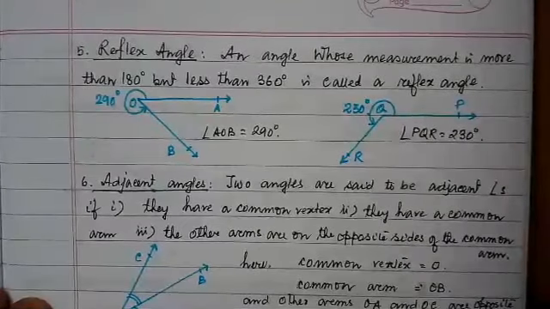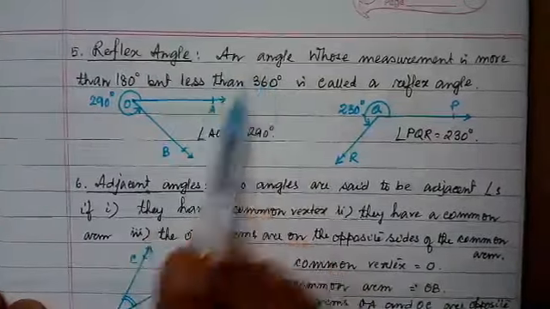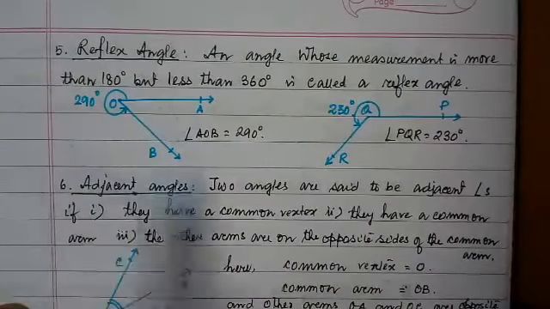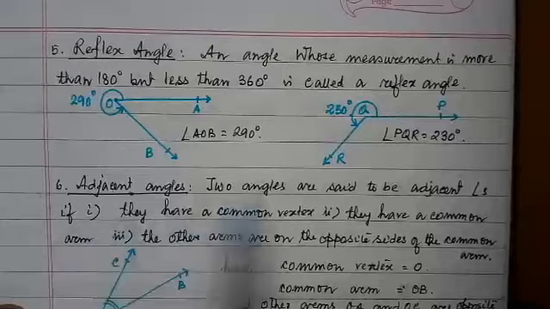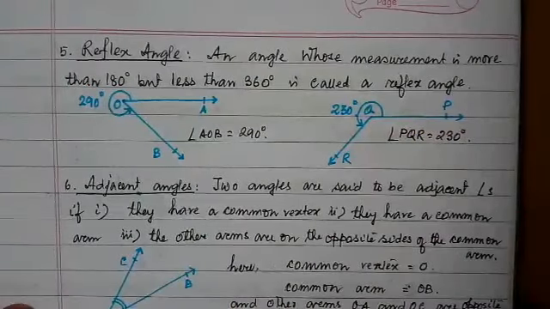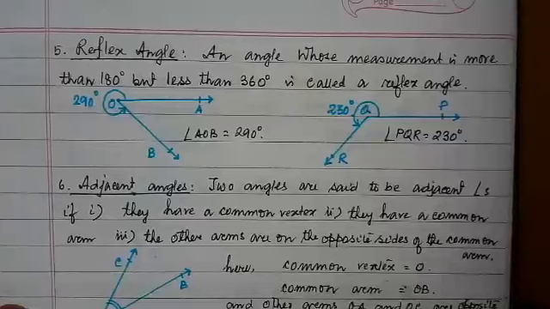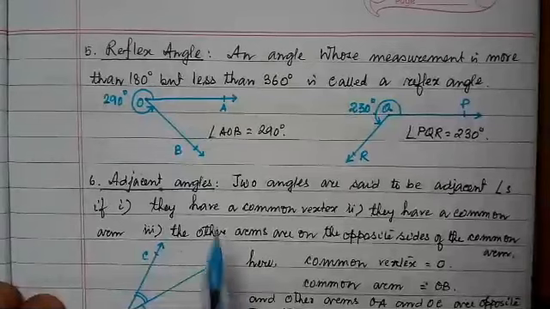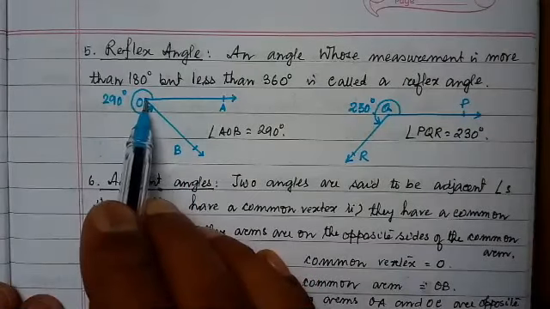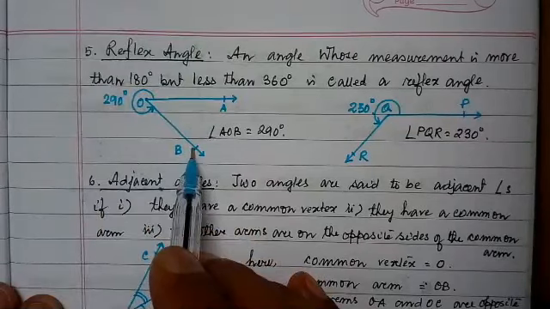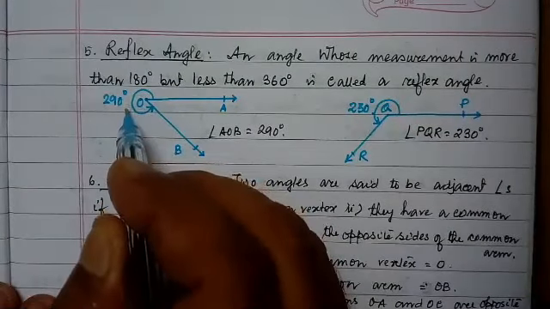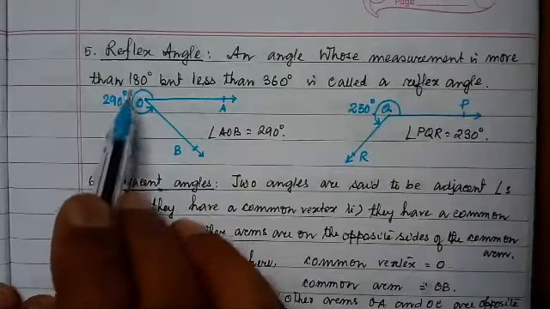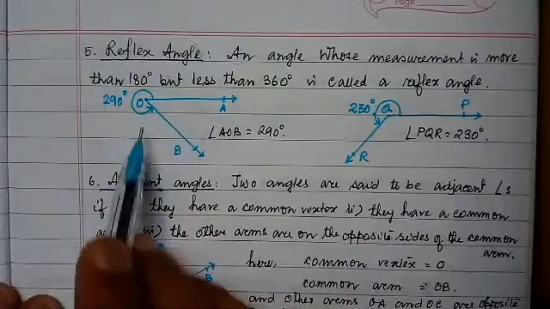Reflex angle. An angle whose measurement is more than 180 degree but less than 360 degree is called a reflex angle. The span of a reflex angle is more than 180 but less than 360. So this angle AOB is 290 degree. Now 290 is more than 180 but less than 360. Therefore this is a reflex angle.